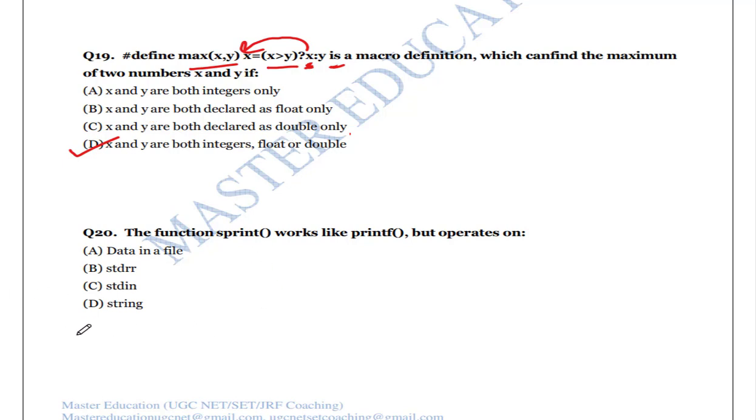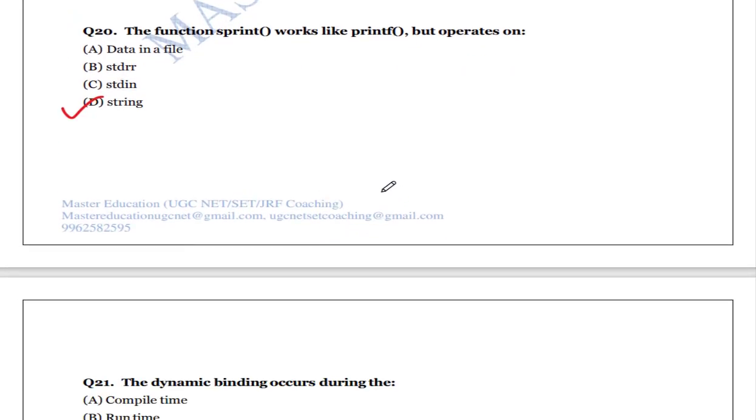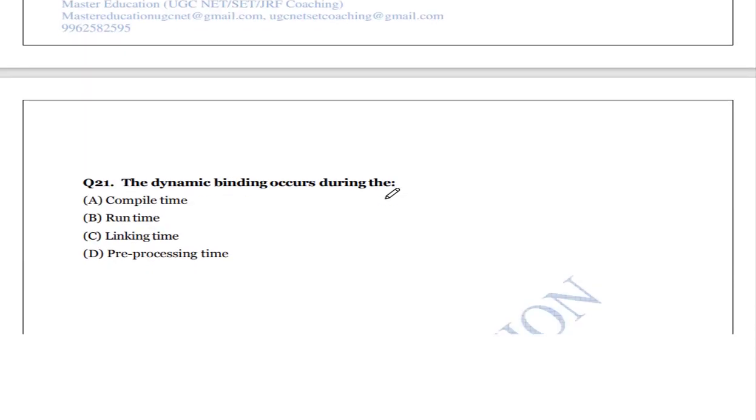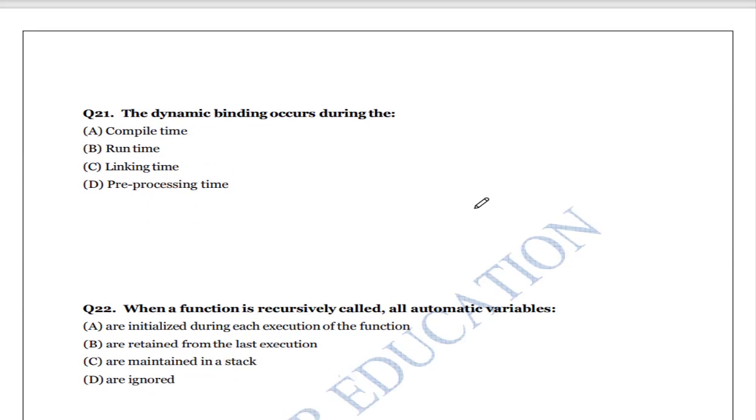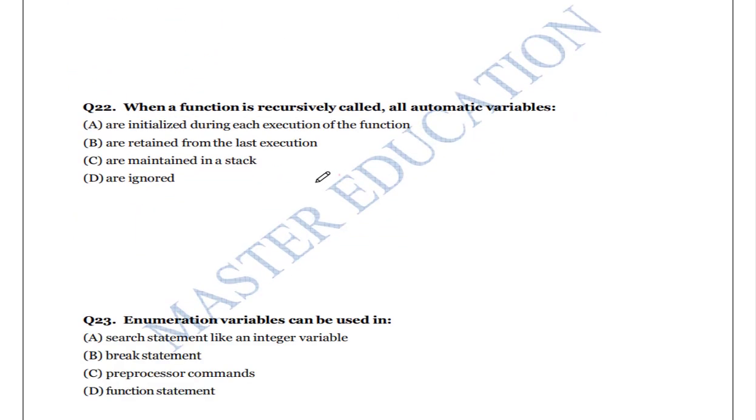The function sprintf works like printf but operates on a string. It is similar to a printf statement, but it will work on the string. The next one, dynamic binding occurs during the runtime. As already said, dynamic means runtime, so at the time you are running the program, it will execute.